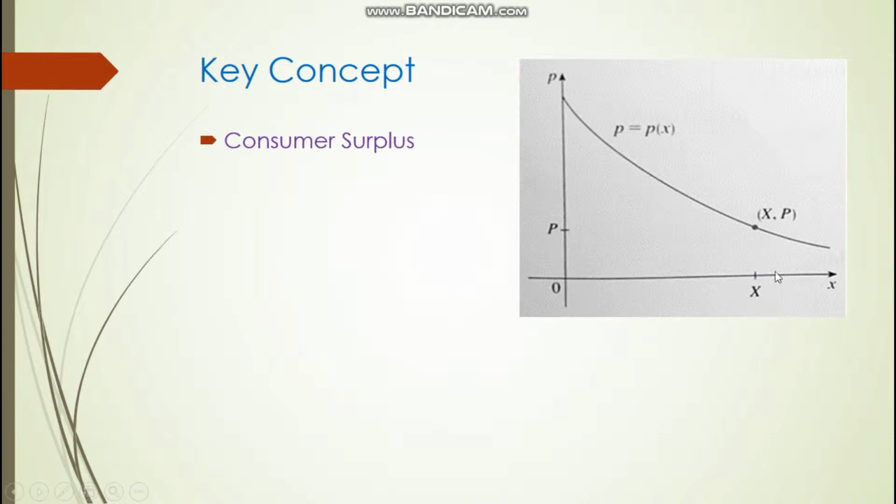So this is the graph of the demand function. At quantity 0, the price is highest, and when the quantity is x, the price is lowest. So we can say selling a larger quantity requires lowering the price. So the demand function is a decreasing function.